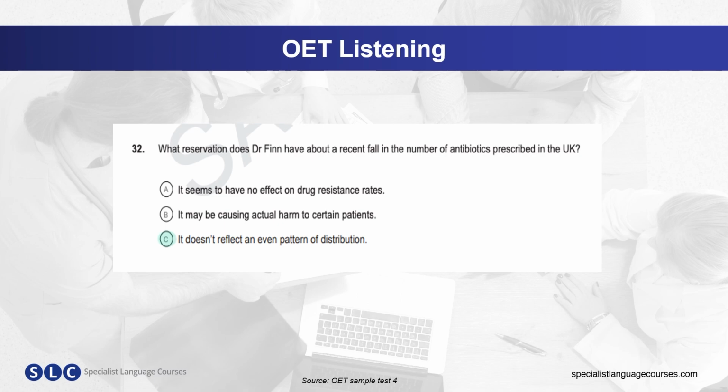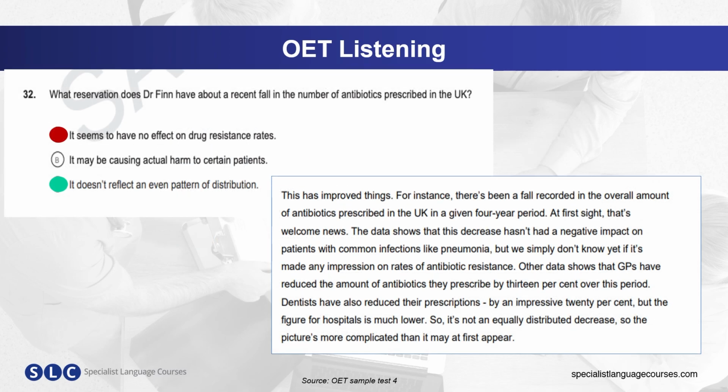And the answer is C. Option A is not correct, as the audio states we simply don't know yet if it's made any impression on rates of antibiotic resistance. Option B is not correct, as it's not mentioned and there's no information to the contrary stating that this decrease has had a negative impact on patients with common infections like pneumonia. By listening to the entire section, we understand that the correct answer is C. She talks about different data giving evidence that there has been an overall fall in the amount of antibiotics prescribed. However, the figures in hospitals are much lower, so it's not an equally distributed decrease.